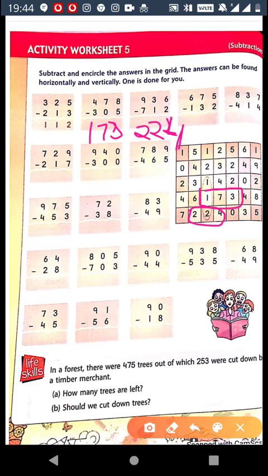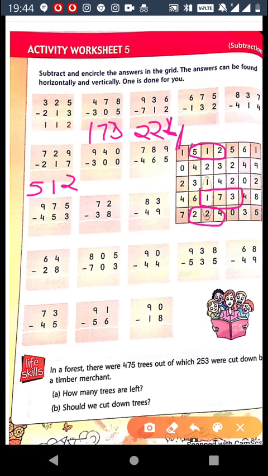Next, 729 minus 217. 9 minus 7 is 2. 2 minus 1 is 1 and 7 minus 2 is 5. And check the subtraction. 7 plus 2, 9. 1 plus 1, 2. 5 plus 2, 7. That means our subtraction is correct. Now find 512 in the grid. Where is 512? It is here, 512.